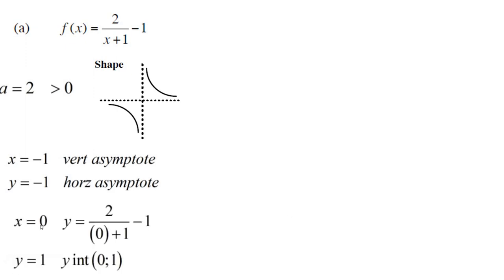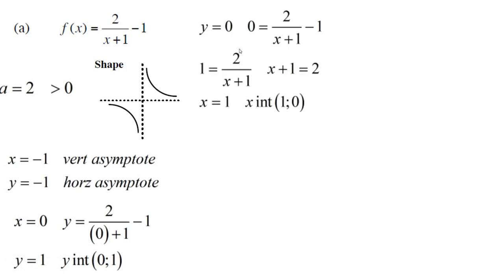Then maybe next, x equals 0. That's the easiest thing to do. Put it in there. You get the y-intercept, 0 and 1. Just put 0 into the function. The one that's a little bit trickier is letting y equal 0. Now some people like to just add 1, then multiply both sides by x plus 1. It cancels here. Take away 1. The x-intercept is 1 and 0.